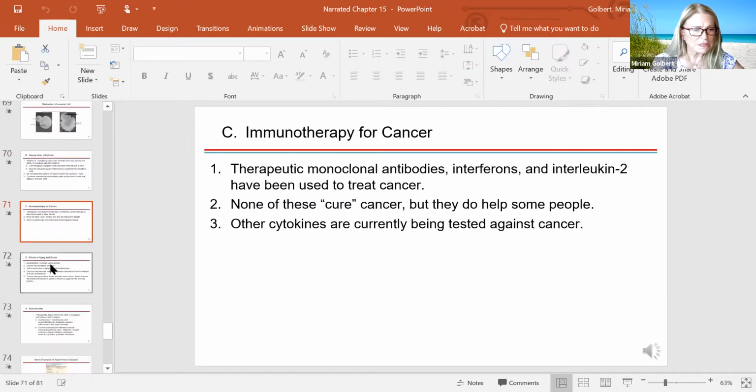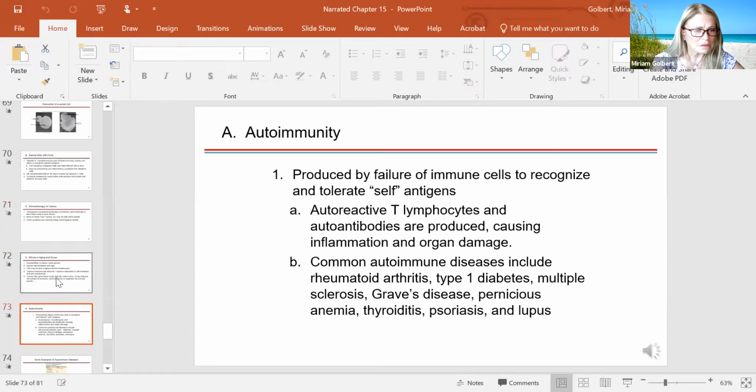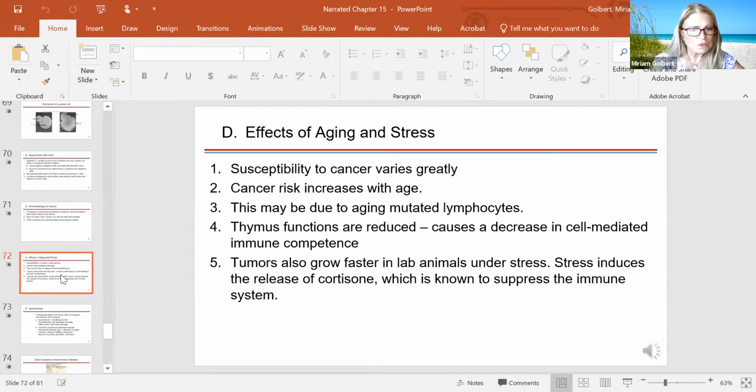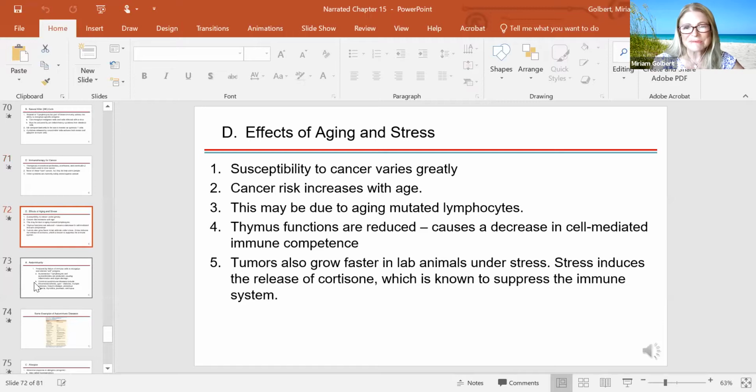Let's see, I just wanna, well, aging is the worst. Your immune system decreases with aging. So that's why most cancers appear after the age of 60, right?